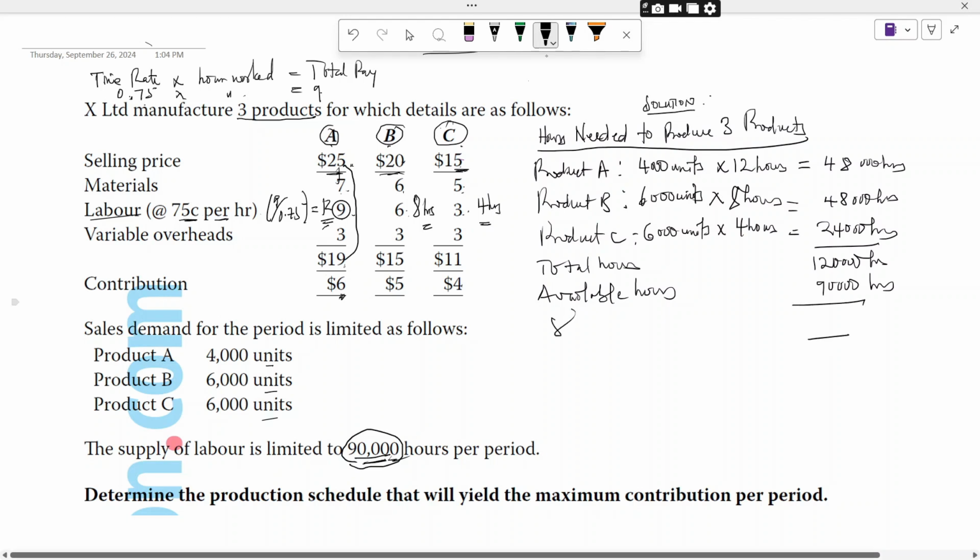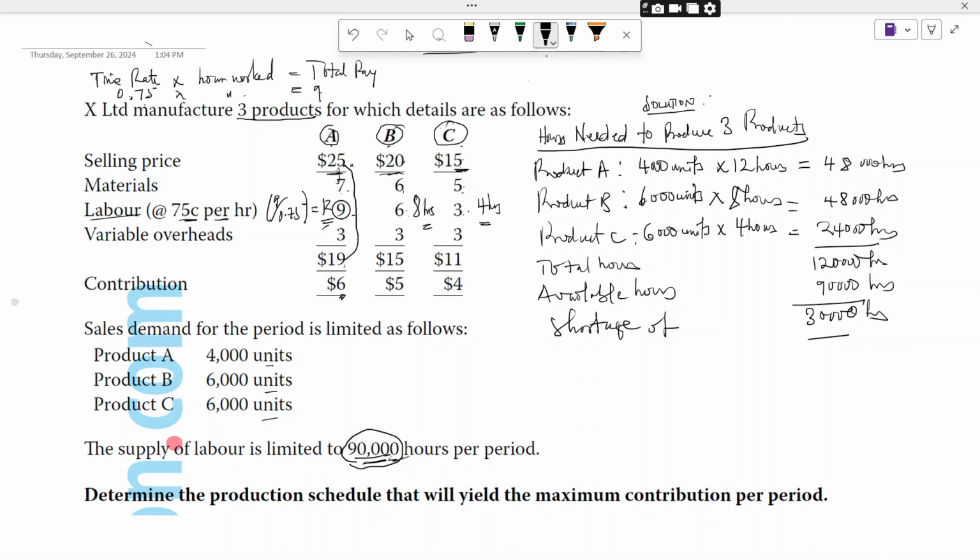Therefore, we have a shortage of 30,000 hours. So we don't need to do this computation, but I want you to verify and see that indeed there's a shortage of labor hours. Okay, now let's go.